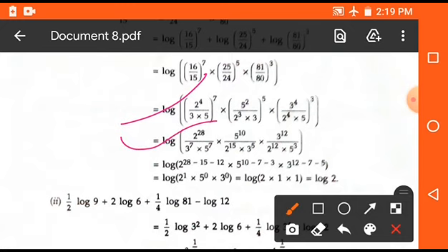So after solving this we can finally get log of 2 to the power 28 minus 15 minus 12 into 5 to the power 10 minus 7 minus 3 into 3 to the power 12 minus 7 minus 5, because we know that when bases are the same and they are in a ratio, then their powers become a subtraction. So its final value after solving we get log of 2 power 1 into 5 power 0 into 3 power 0, and we know that 5 to the power 0 and 3 to the power 0 will be 1. It means that the final value will be log 2.